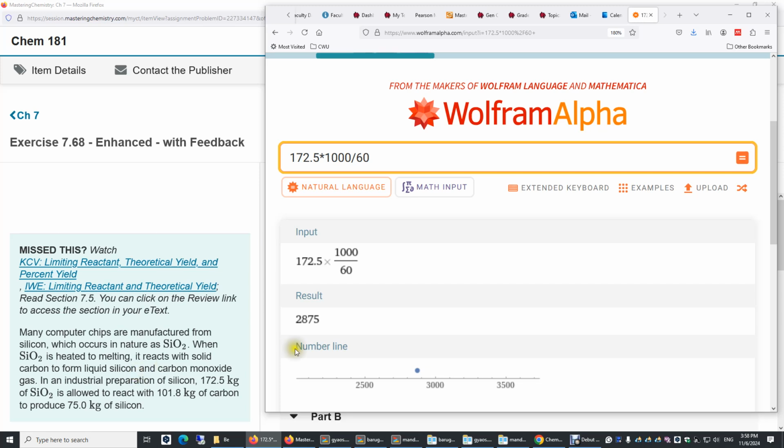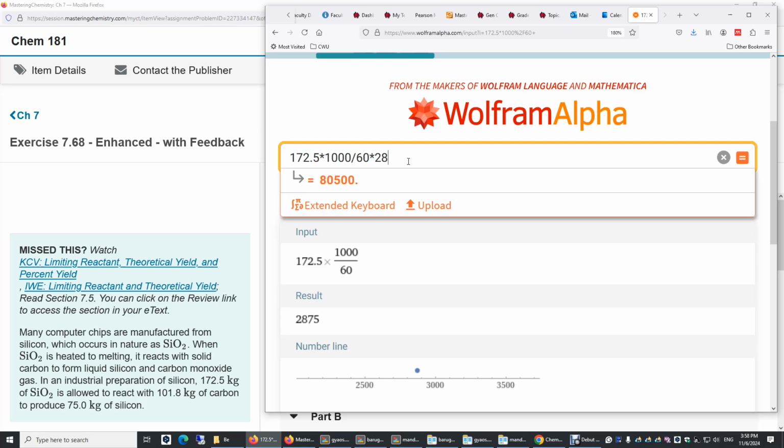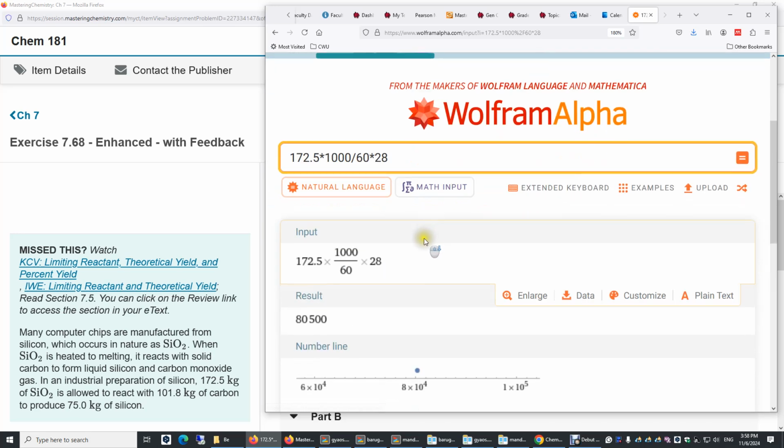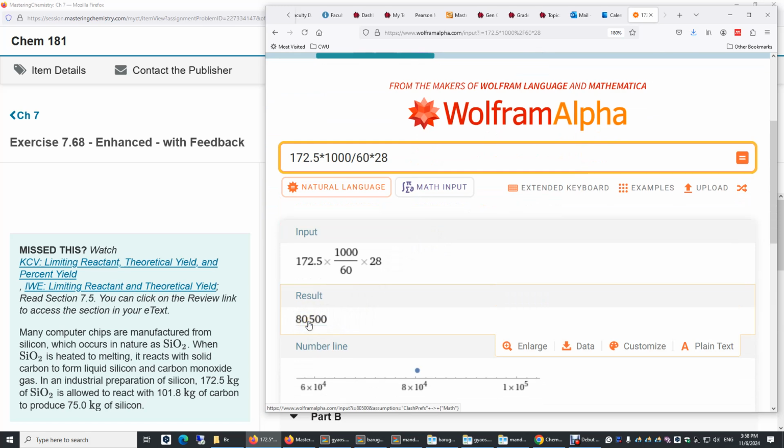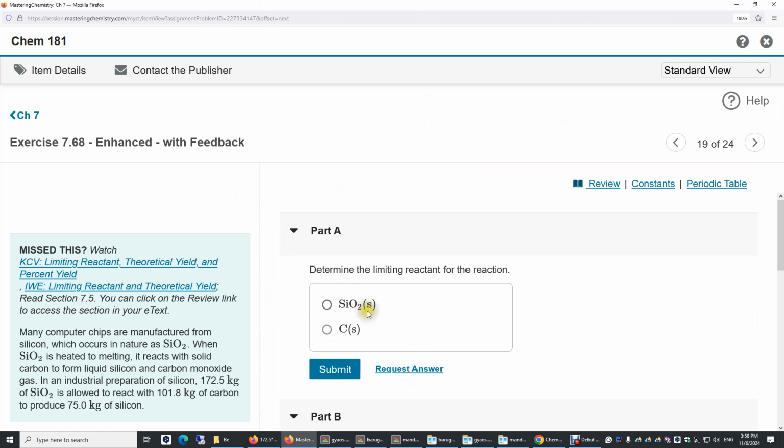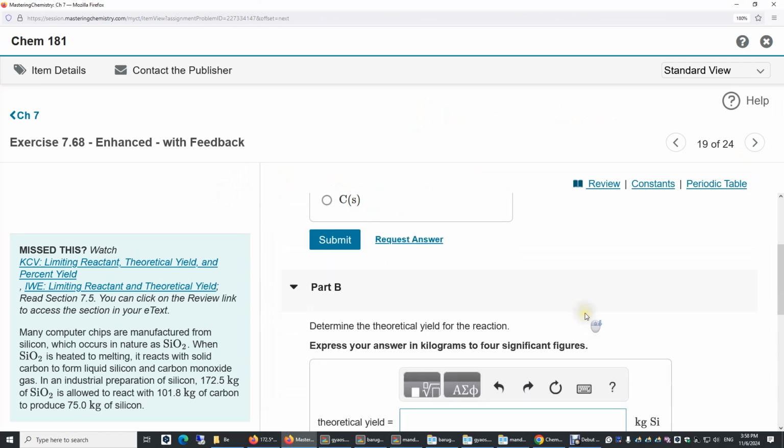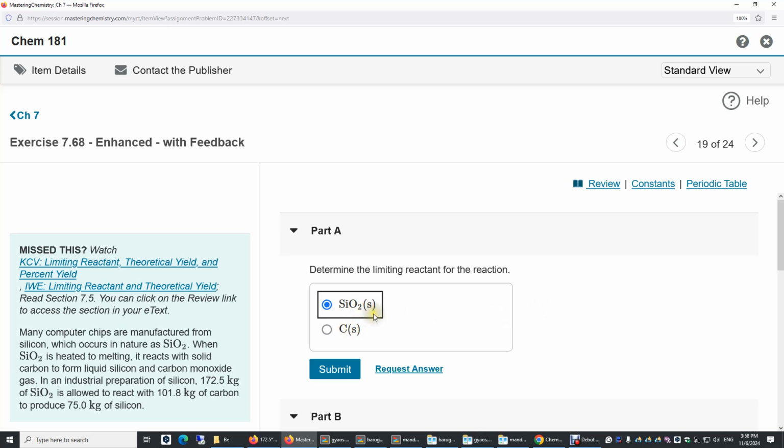That means we can produce 2,875 moles of silicon. And then silicon has a molar mass of 28, so we're going to get 80,500 grams of silicon, or 80.5 kilograms. So this is the limiting reactant. And if you don't want to do any calculation and just try your luck, pick the one that's more expensive. The more expensive reactant is usually the limiting reactant.